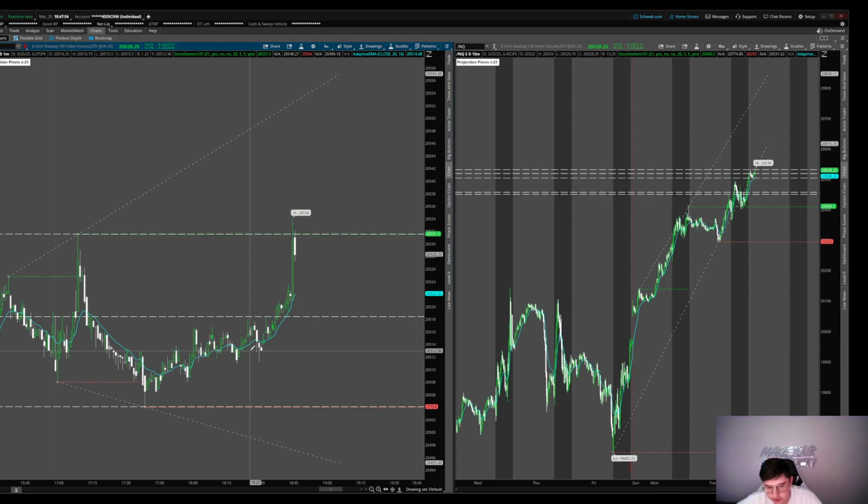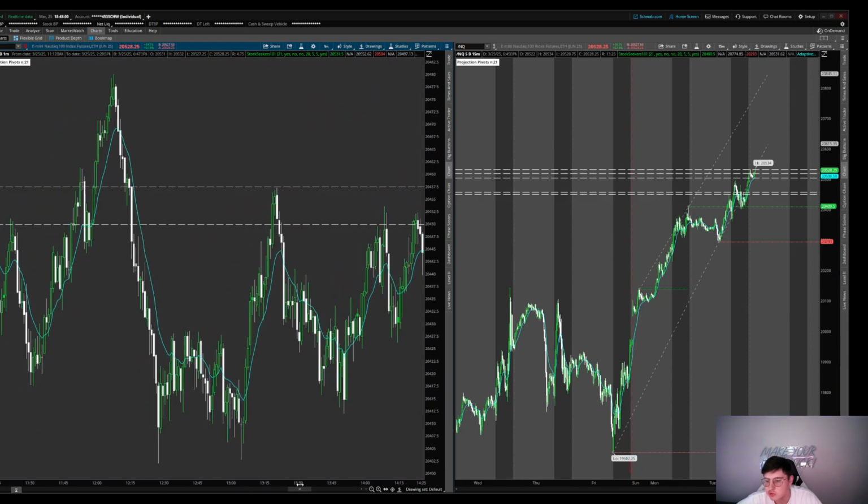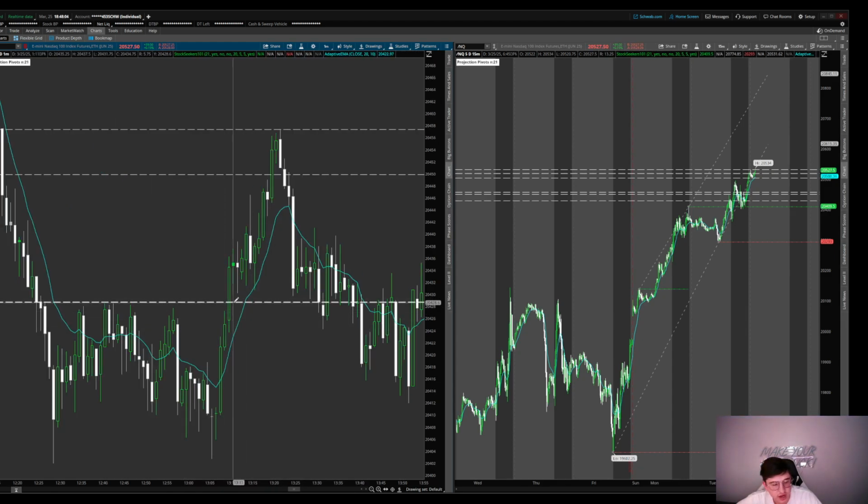So you don't wait for candle close? No, usually if you wait for candle close, for example, here, this is a good example. We want to trade the break high here. You wait for candle close before you go long.